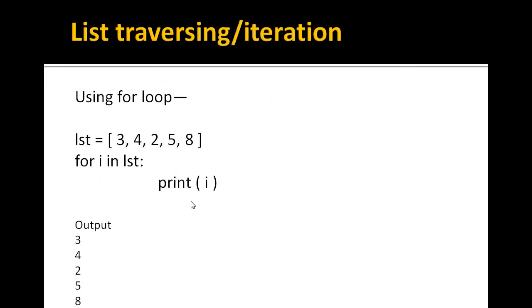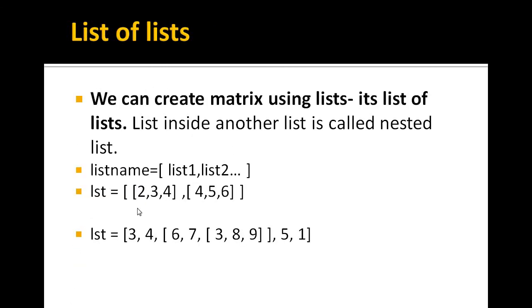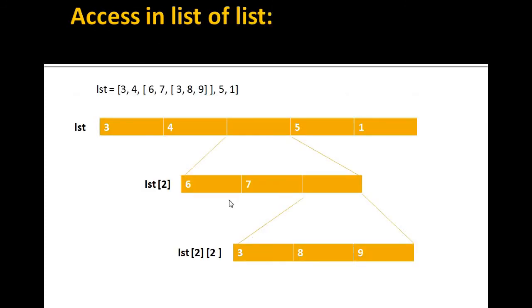To iterate over the list you need to use a while loop or for loop, and a list of lists can be created just by writing lists or values inside the square brackets. To access any of the values in a list of lists you need as many square brackets as the depth of the lists.